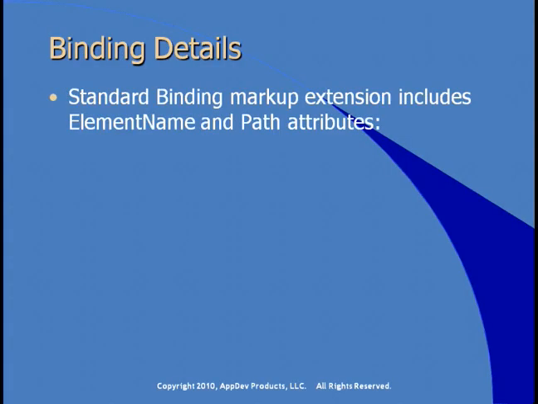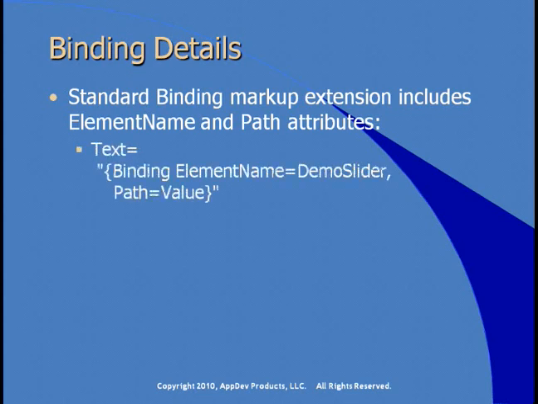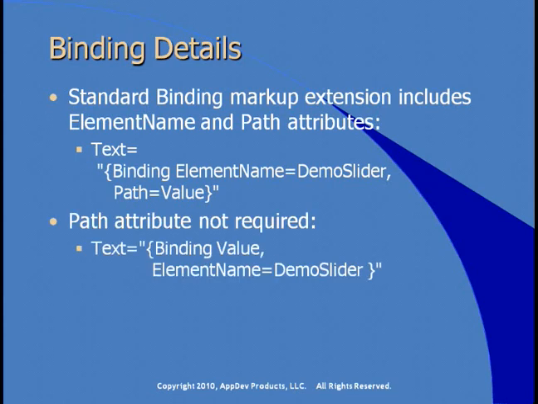The standard binding markup extension includes the element name and path attributes, like this. You saw the text attribute of the text box equals binding, element name equals demo slider, path equals value. The path attribute is not required, so you can move it in front. This is how you often see this specified: binding value, comma, element name equals demo slider. So they'll assume that value represents the path if you see a syntax like that, and you can choose whichever one you like.